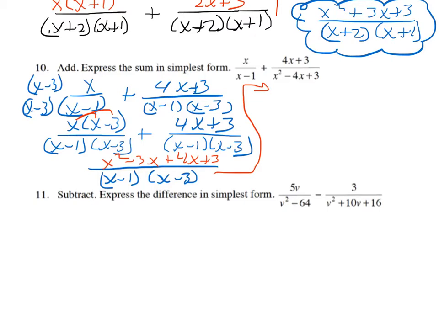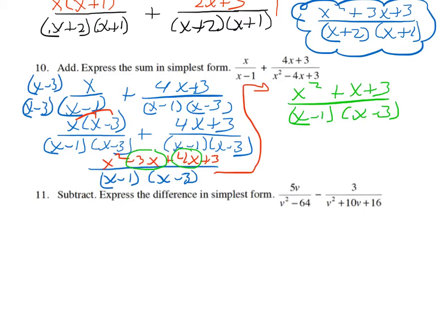So from there, I'm going to add like terms, and these are my like terms right here. So I have negative 3x plus 4x gives me 1x, so I have x squared plus x plus 3 over x minus 1 and x minus 3. Now, can this factor? Do I have factors of 3 that will give me a 1? The answer to that is no. So guess what? I have added those two rational expressions, and I'm all done.